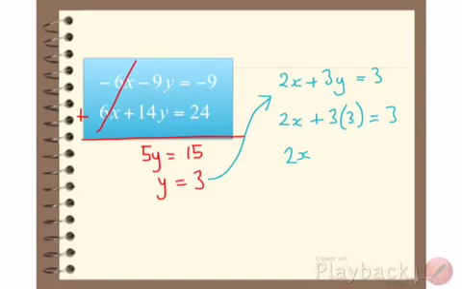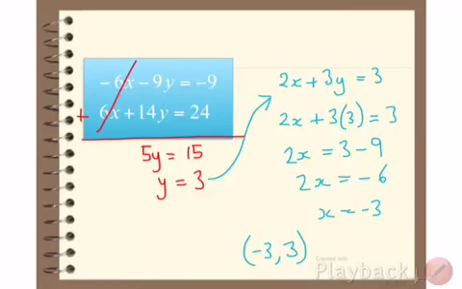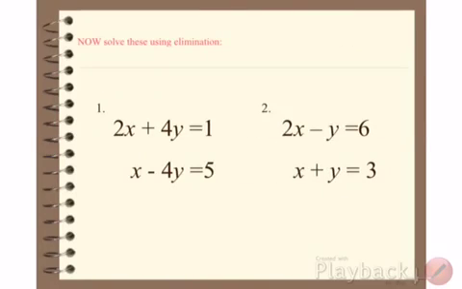So 2x is equal to 3 minus 9. So 2x is equal to negative 6. So x is equal to negative 3. So my point is negative 3 and 3. And remember to just check that that answer works for both equations. Okay. Try those ones on your own. So if you can copy them down and give them a go.